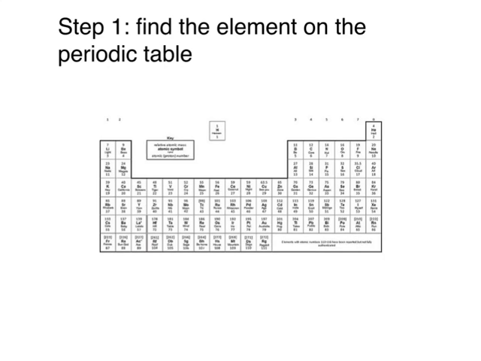Okay? Step 1 of how to draw a Bohr model is to find the element on the periodic table that you're going to draw. So today I'm choosing to draw aluminum. So I found aluminum on the periodic table. Aluminum's chemical symbol is capital A, little l.